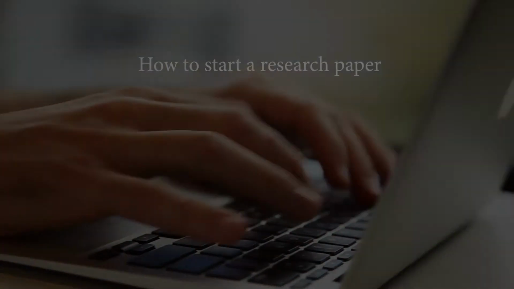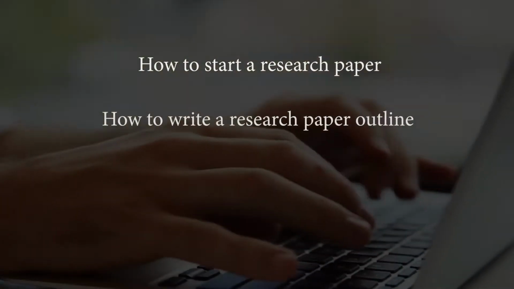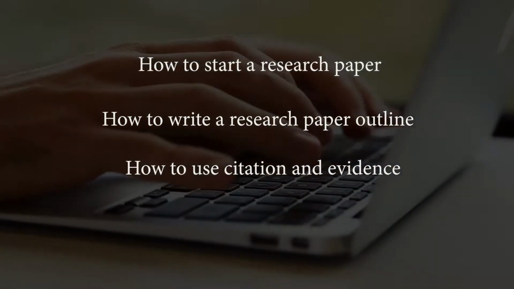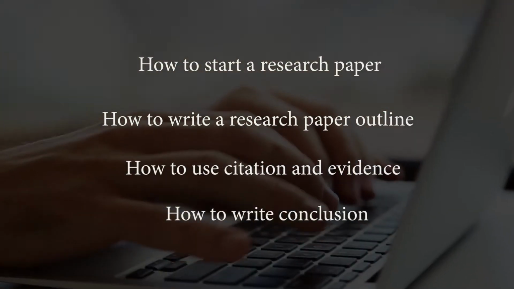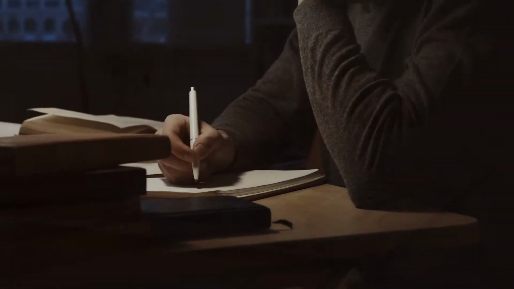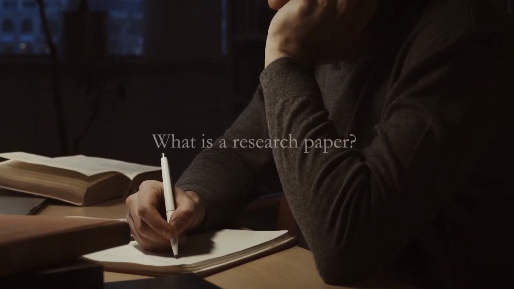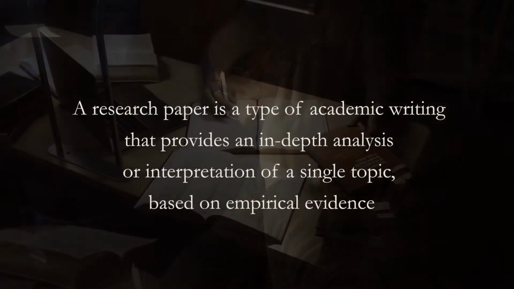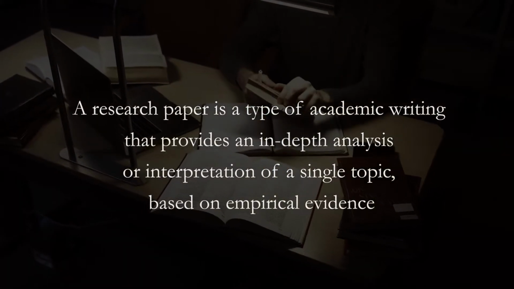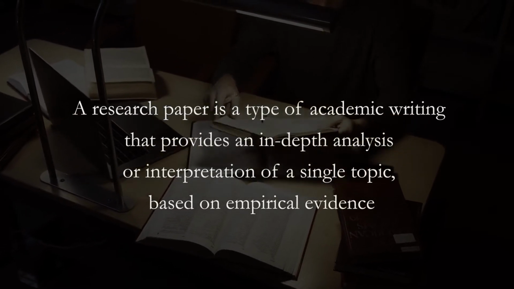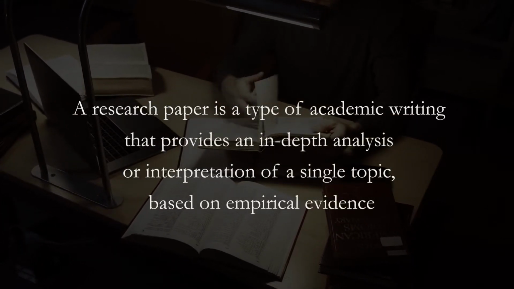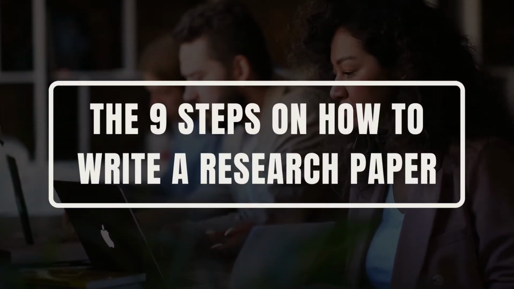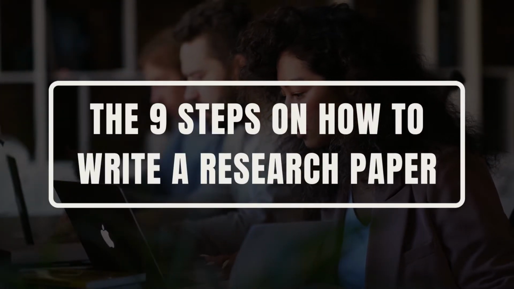We'll cover areas like how to start a research paper, how to write a research paper outline, how to use citations and evidence, and how to write a conclusion for a research paper. But before we get into the details, let's take a look at what a research paper is. A research paper is a type of academic writing that provides an in-depth analysis or interpretation of a single topic based on empirical evidence. With that being said, here are the 9 steps on how to write a research paper.